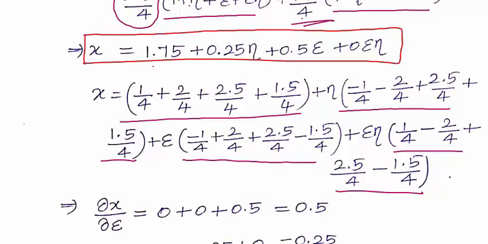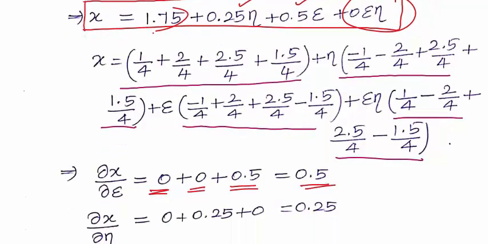Okay, dou x by dou epsilon is nothing but partial differential form of this x expression with respect to epsilon. The partial differentiation of the constant value 1.75 is 0. While differentiating the second term 0.25 eta with respect to epsilon, we will get 0. Then partially differentiating the third term 0.5 epsilon with respect to epsilon, we will be obtaining this term 0.5. This is 0. Okay. So the dou x by dou epsilon value can be obtained as 0.5.